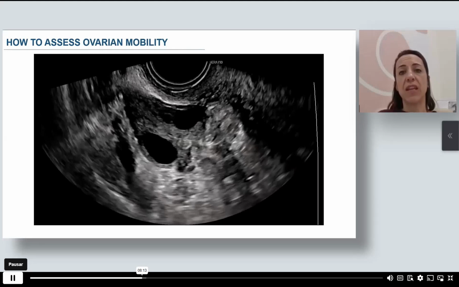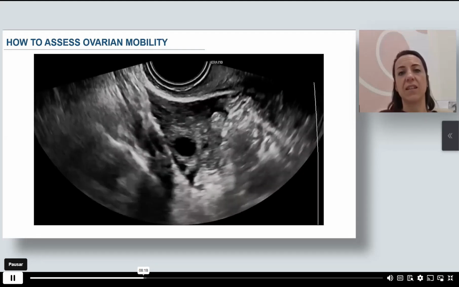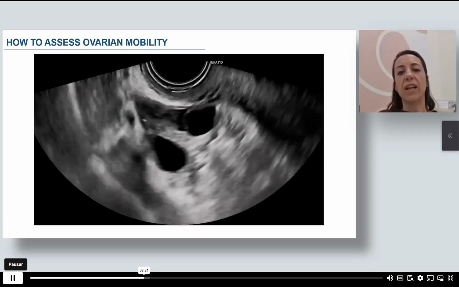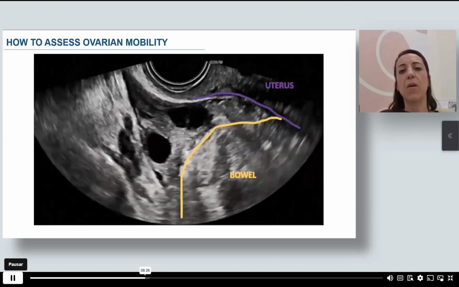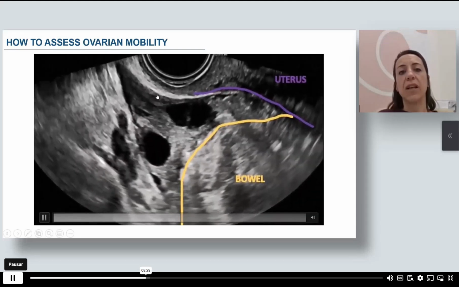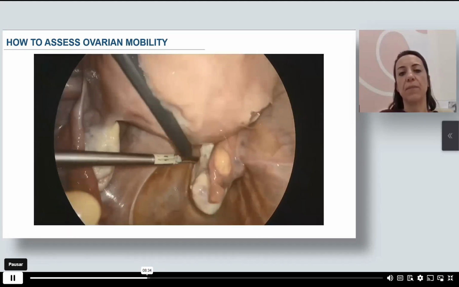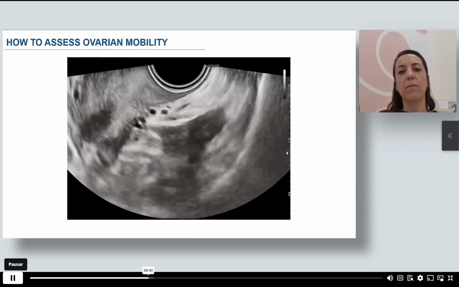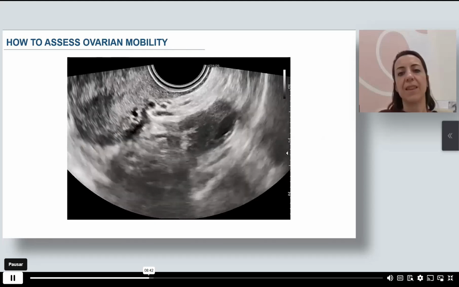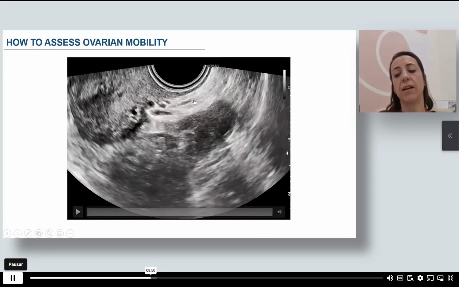Transvaginal ultrasound examination is a dynamic examination, and by pushing the ovary against the surrounding organs, we can assess the mobility. Surrounding organs including uterus, bowel, the sacrouterine ligament, and the pelvic side wall. In this case, the ovary was free. What about this ovary? This ovary is fixed to the bowel, but also to the uterosacral ligament.